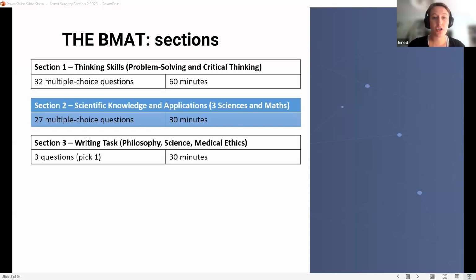And then section 2, which we'll go through today, is scientific knowledge and application. And that's 27 questions in 30 minutes. So section 1 is roughly 2 minutes a question. Section 2 is about 1 minute a question. So that's quite a big difference between the two. And that's something to keep in mind when you practice as well.